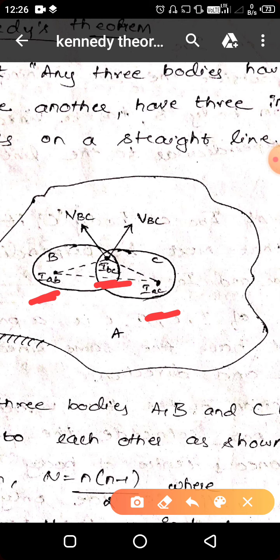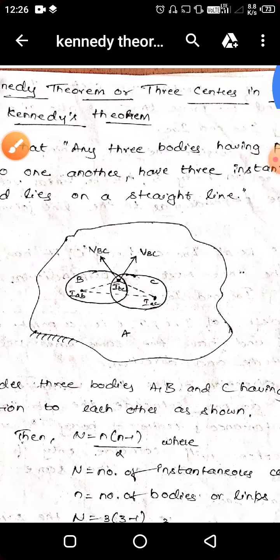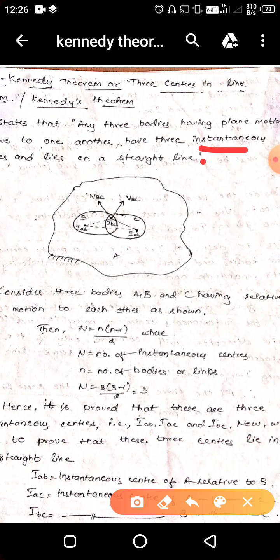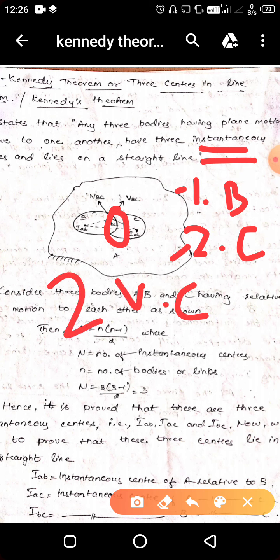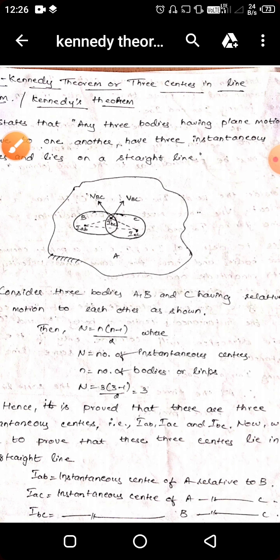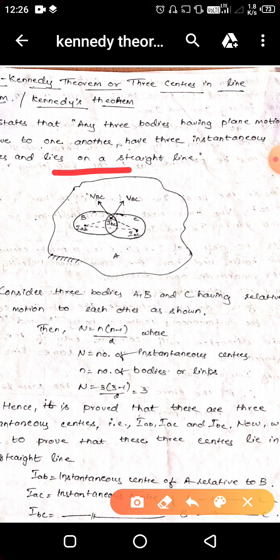When all three instantaneous centers lie on the same line, the velocity components will not be of these two types. All the velocity components will be equal. This satisfies the second condition. So, first we have proved that there are three instantaneous centers by using the formula. Second, we assumed IBC to be located in the first case on the body B, and in the second case on the body C, so that when this instantaneous center is located on these two bodies, it has two separate velocity components, which is not possible as per the principle of plane motion. Hence, all the three instantaneous centers lie on the same straight line. This is Kennedy's theorem.